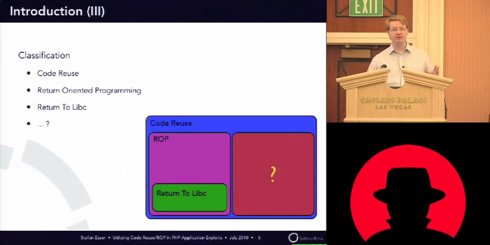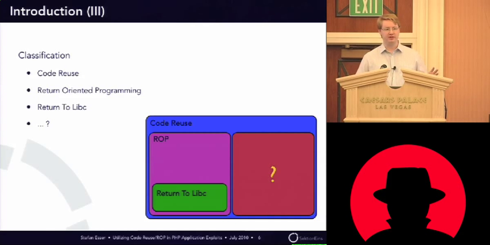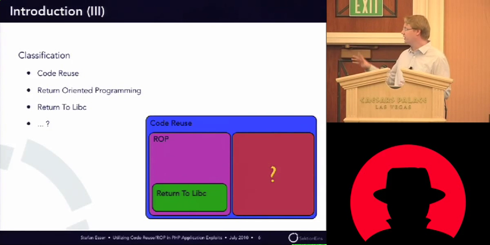When you look at code reuse techniques, you can classify them. Code reuse is the major theme, and return-oriented programming is just a subset of code reuse techniques. A subset of return-oriented programming is return-to-libc. On the other side, there is something most people don't speak about, but code reuse is usually bigger. So I put in a big question mark for now.